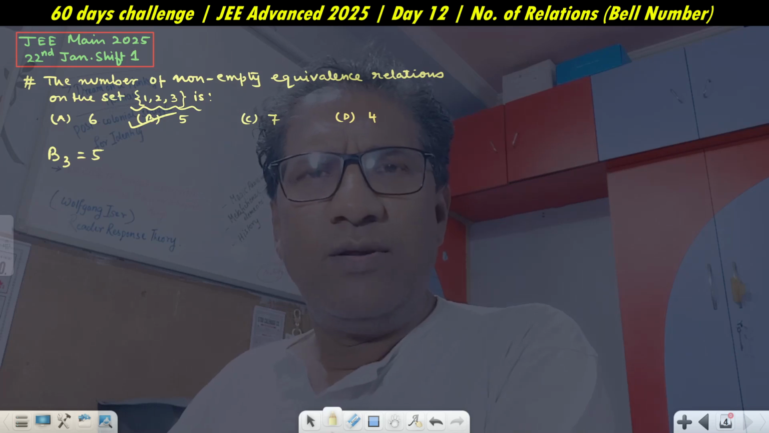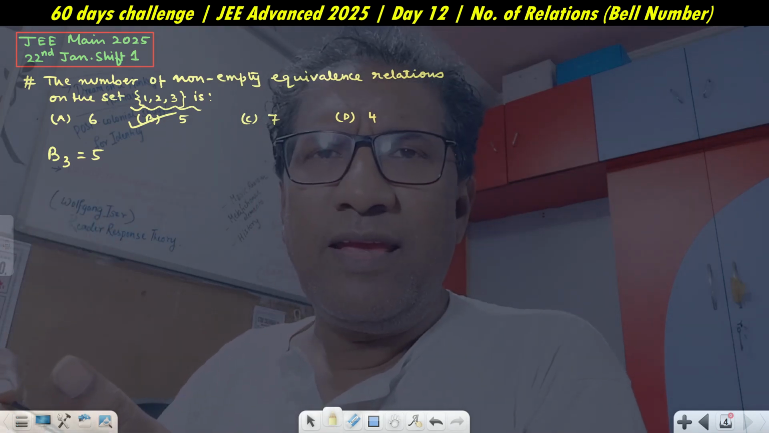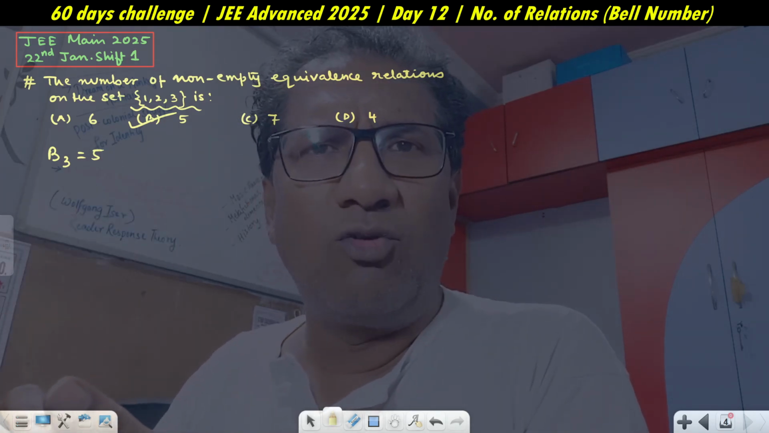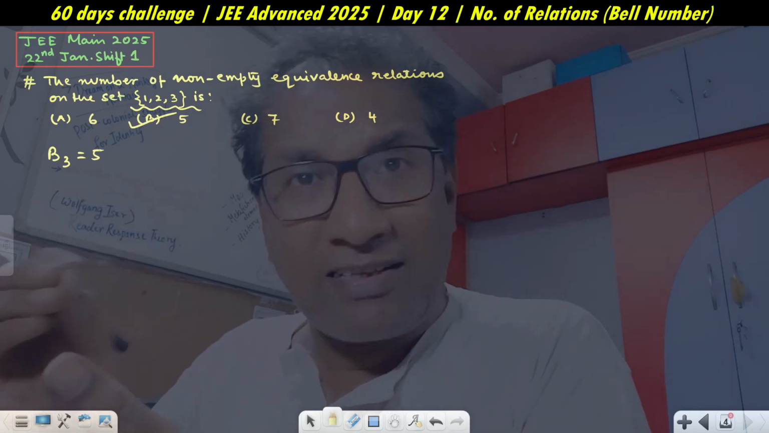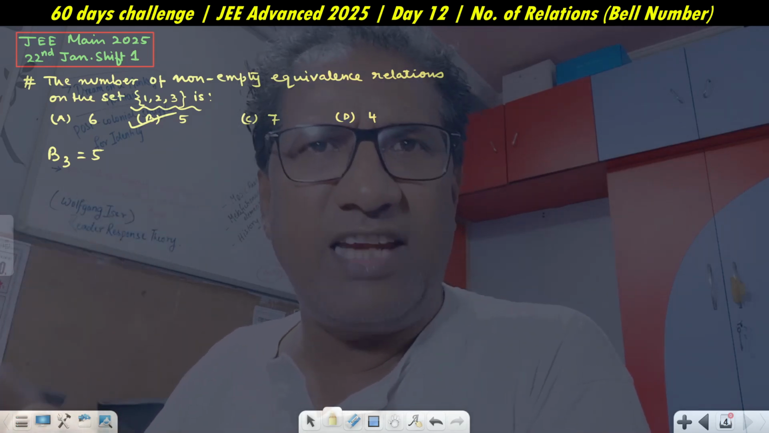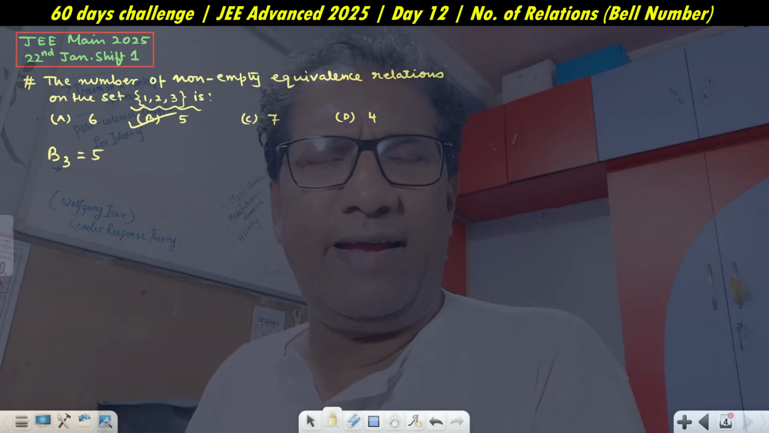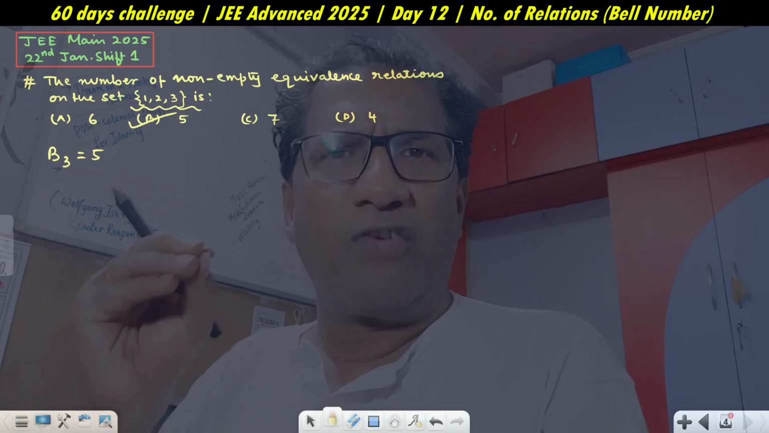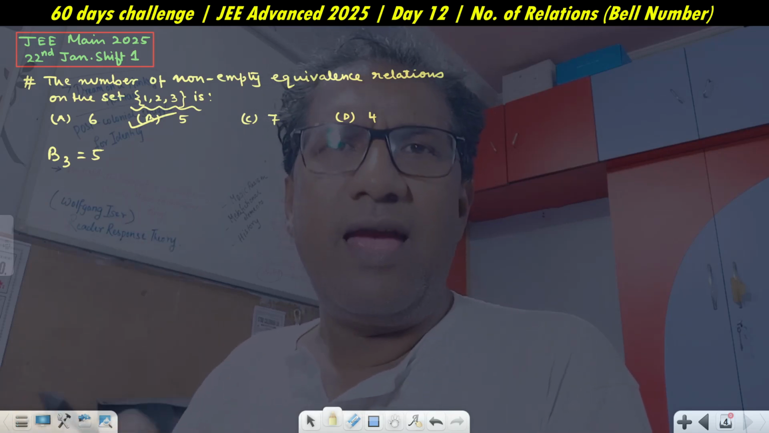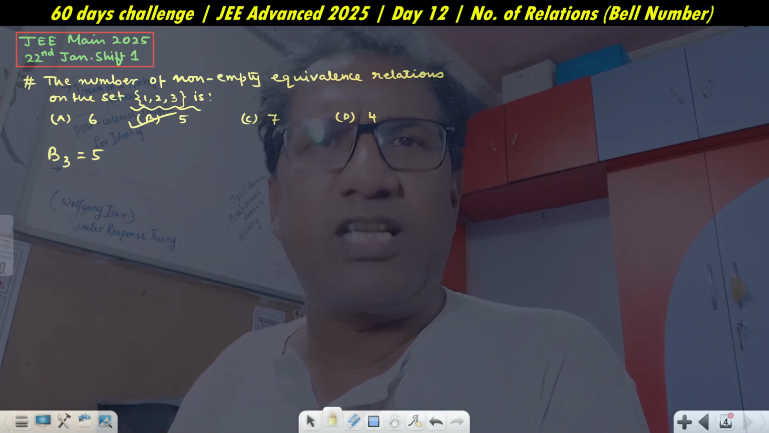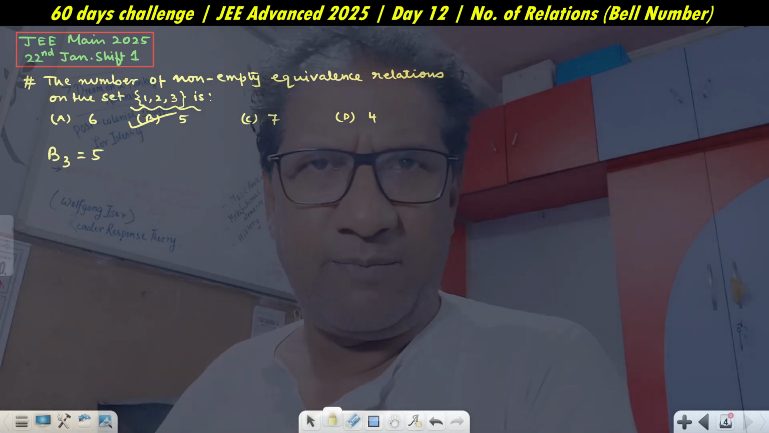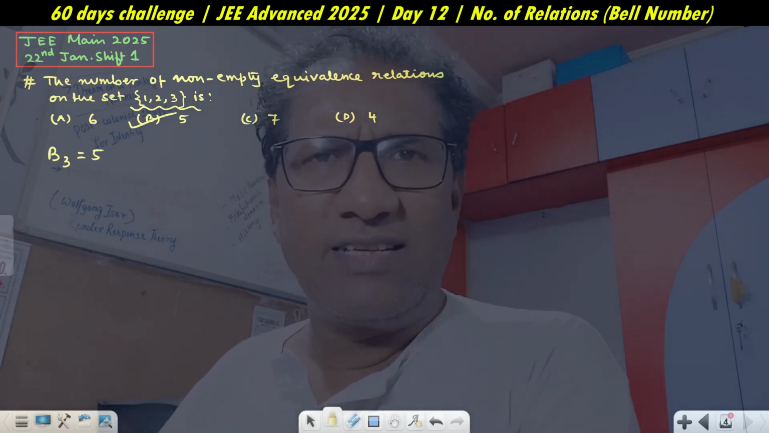Have you understood? So the Bell number is very important to find the maximum number of equivalence relations possible on a given set. As well as, we have learned here how many reflexive, symmetric and anti-symmetric relations are possible on a given set.